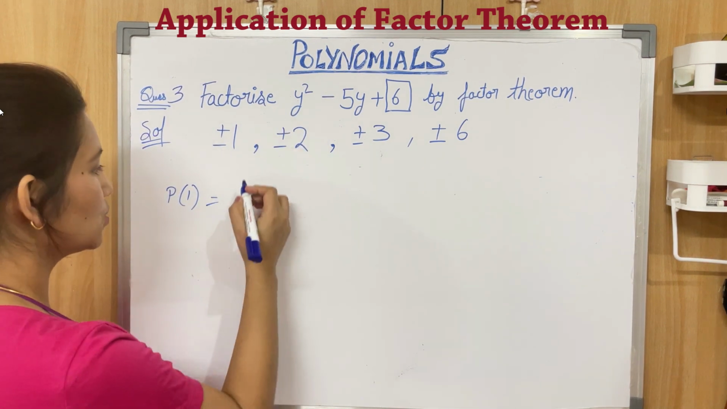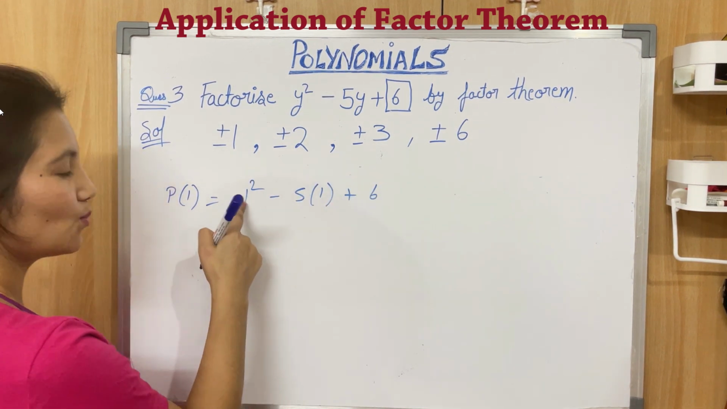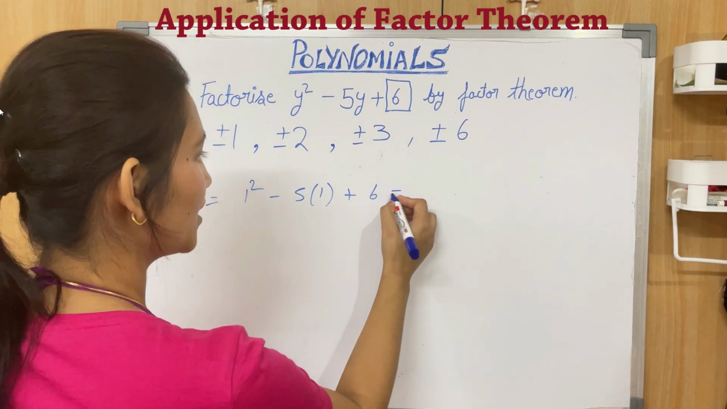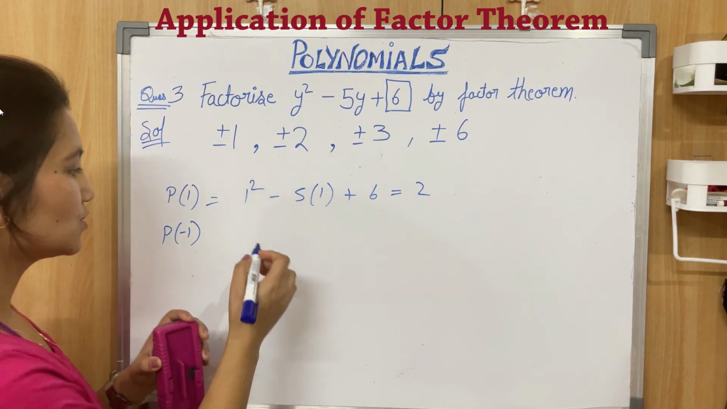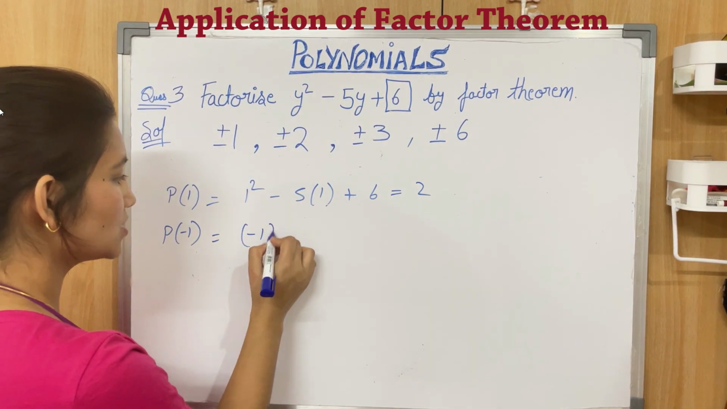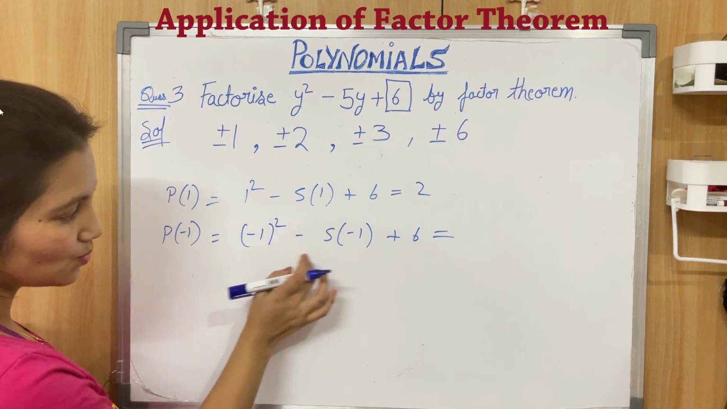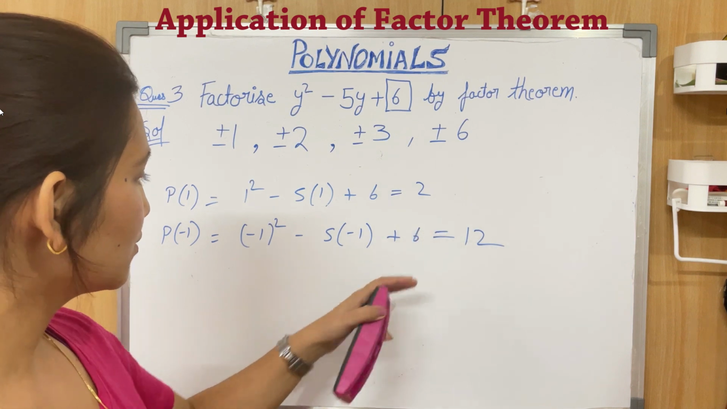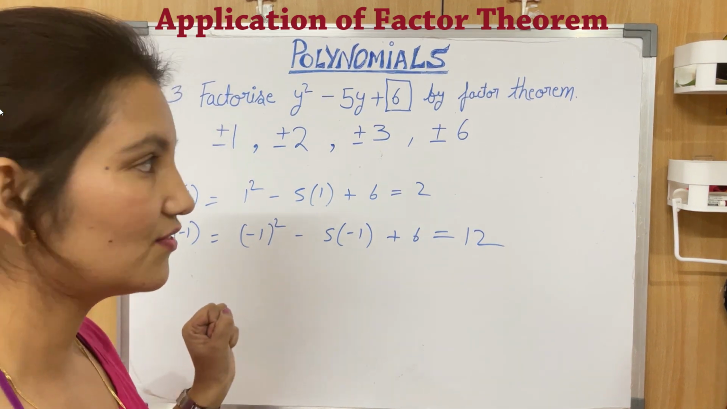Let's try it out. If I replace y with 1, what will I get? 1 minus 5 into 1 plus 6. So 1 minus 5 is -4, plus 6 is 2. Not equal to 0, so this is of no use to me. Now I'll replace y with -1, so wherever there is y, I'll replace it with -1. This is y square, so it means (-1) square minus 5 into -1 plus 6. Now let's see what it is. (-1) square is +1, and this is +5, plus 6, so it will be 12. Again this hasn't reduced to 0, so this value is also of no use to me. It cannot be a factor.